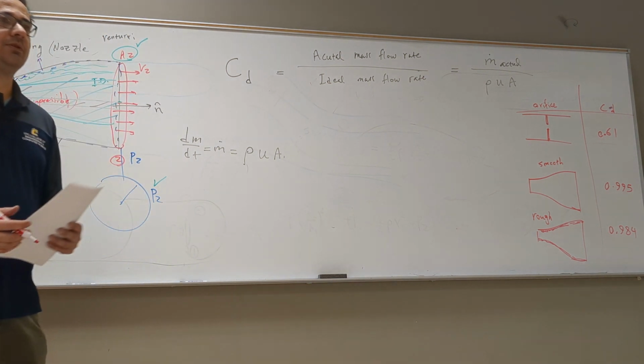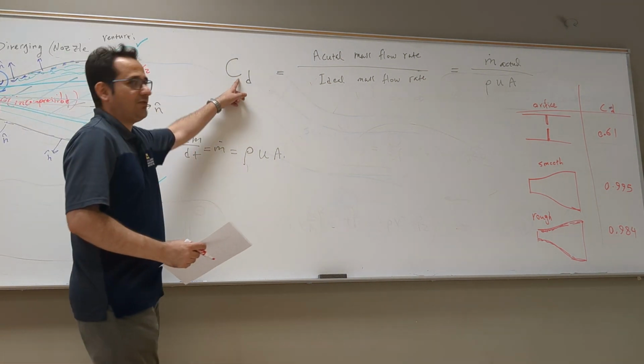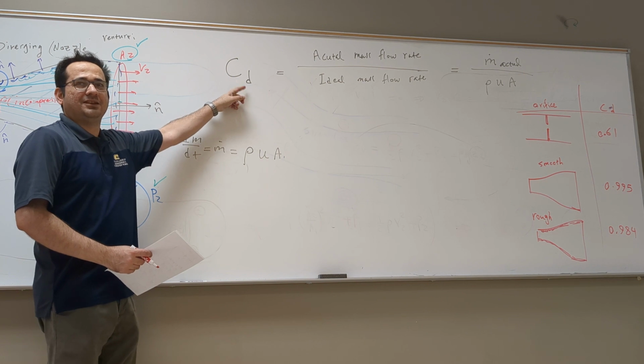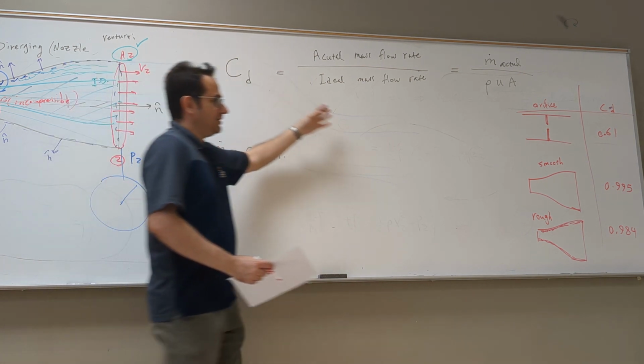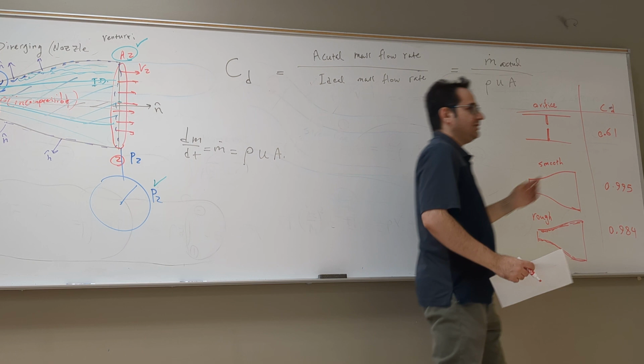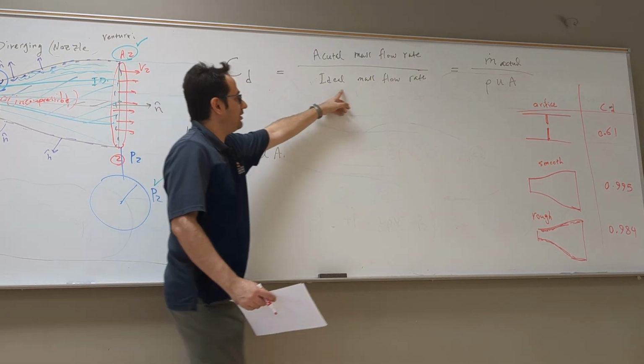So now the problem is solved. They give you this, right? They give you this. How do you get it? From the table. You get the ideal. How do you get the ideal mass flow rate?